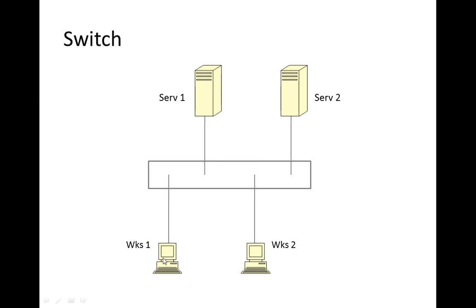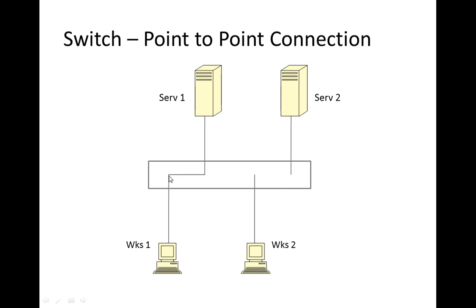Now let's look at a switch. With a switch, initially, nobody is connected to anybody. But when workstation 1 sends a signal destined to server 1, the switch makes a point-to-point connection between workstation 1 and server 1, and the packets never hit server 2.